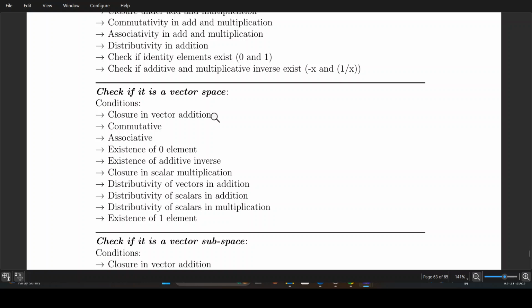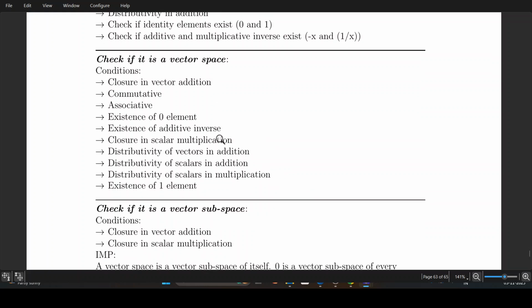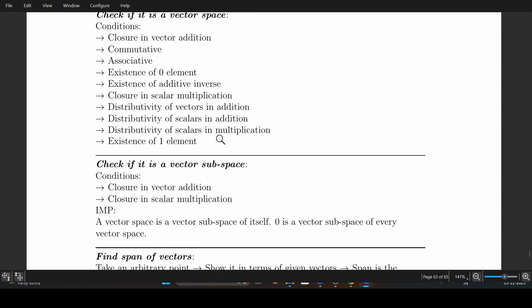Okay, then next, the last, is existence of one element, which is nothing but u into 1 should be equal to u. Next topic is vector subspace. So for a set to be a subspace, it should be a vector space itself, right? But you don't need to prove all the 10 conditions mentioned above. You just need to prove the first and the 6th condition, that is closure in vector addition and closure in scalar multiplication. Those are enough.